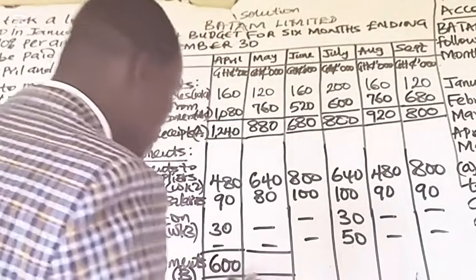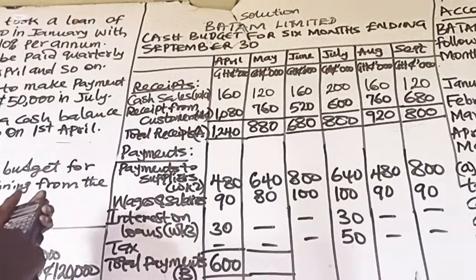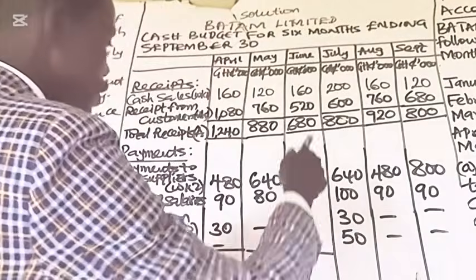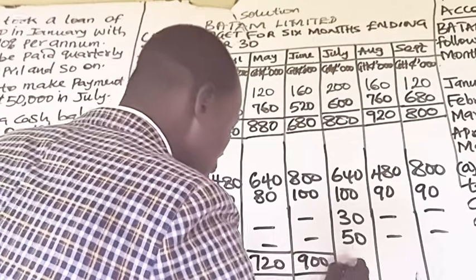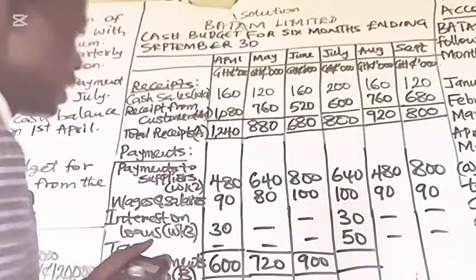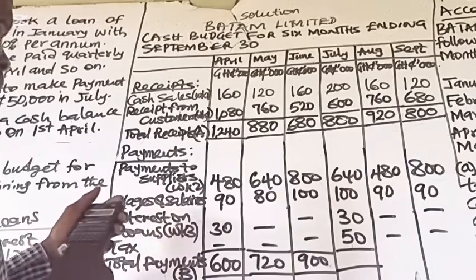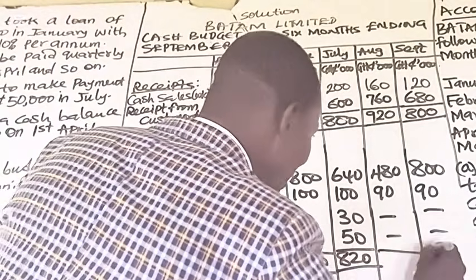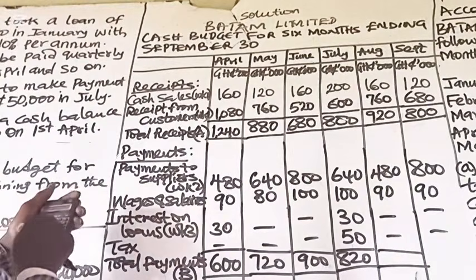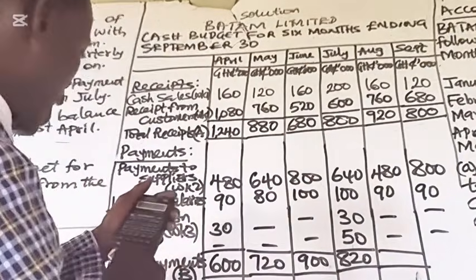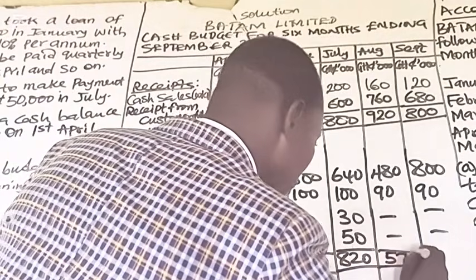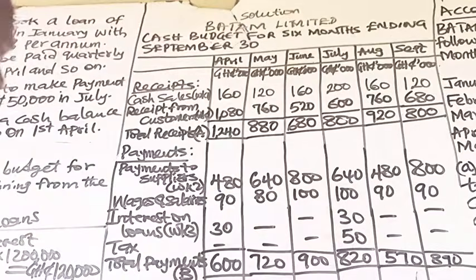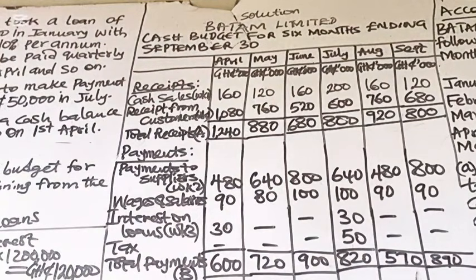In the month of May, 640 plus 80, that is totaled 720. Then in the month of June, we have 800 plus 100, that is 900. In the month of July, 640 plus 100 plus 30 plus 50, that is totaled 820. Then in the month of August, we have 480 plus 90, and that is totaled 570. In the month of September, 800 plus 90, that is 890. These are the total payments for each of the months.